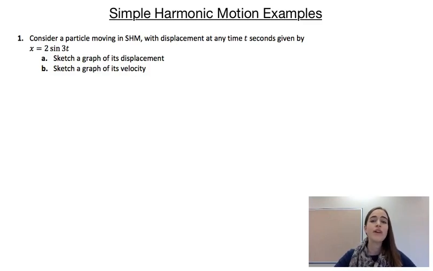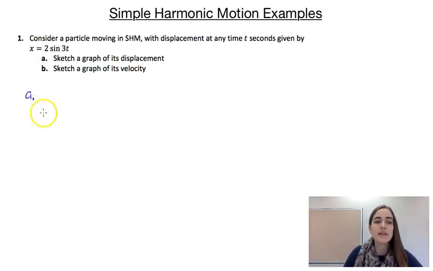In this video, I want to have a look at some of the basic examples of simple harmonic motion. So our first example asks us to consider a particle moving in simple harmonic motion with displacement at any time t seconds given by x equals 2 sine 3t. The first part asks us to sketch a graph of its displacement.